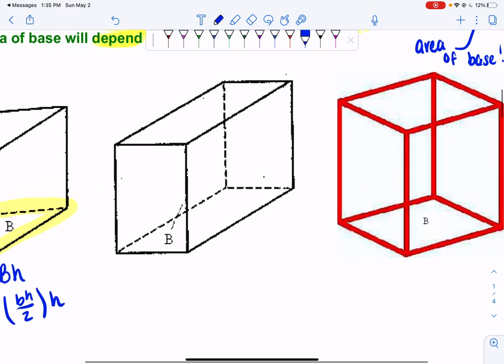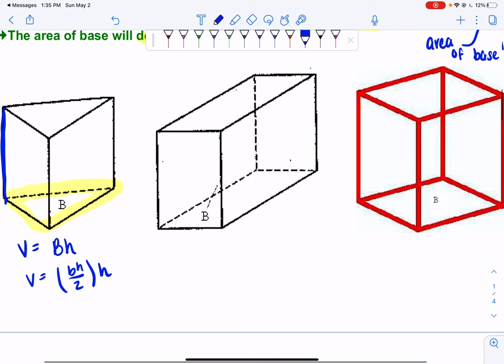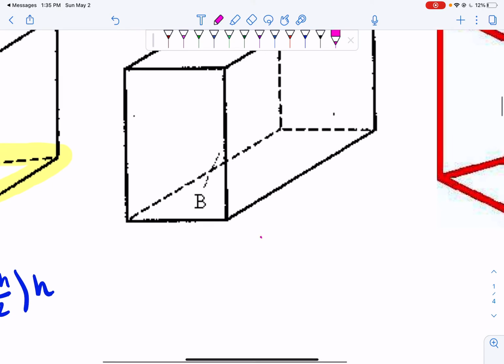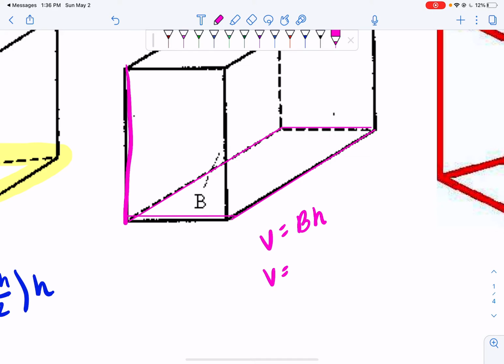If I look at this example, I have a rectangle as my base. And again, we know volume equals BH. And if we remember, we know our rectangle area formula is what? Very good. It's length times width or base times height. So if I want to, I can say volume equals length times width times my height.